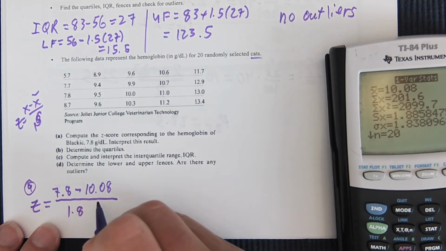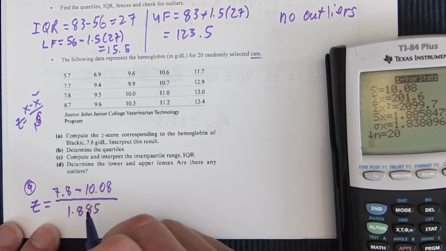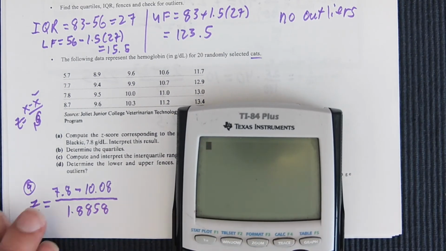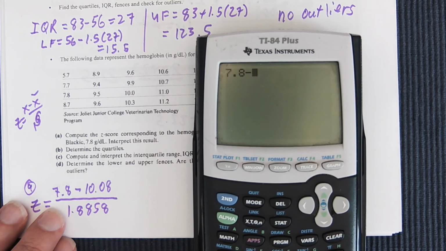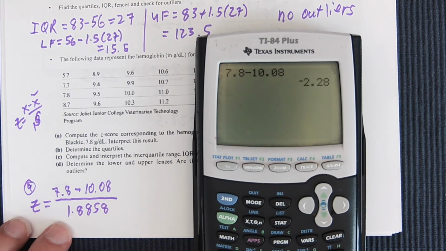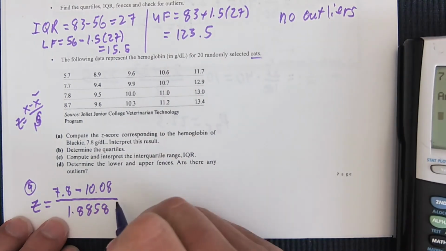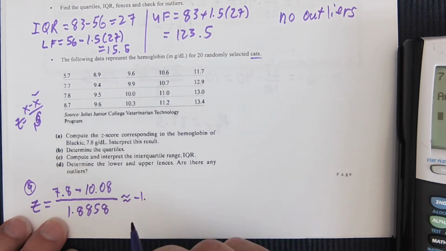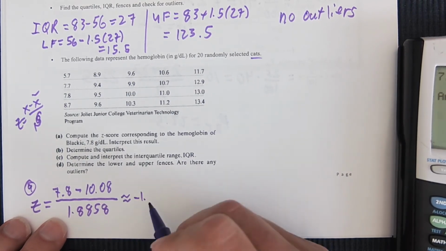1.8858. And that's going to give me 7.8 minus 10.08. Make sure you hit equals first, don't just divide. Now divided by 1.8858. So our z-score is about negative 1.209.